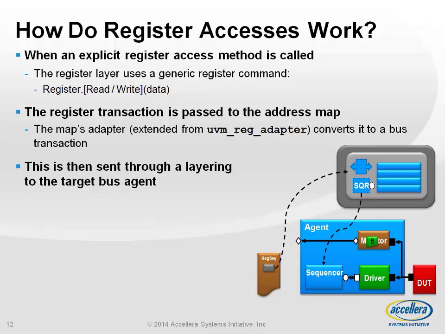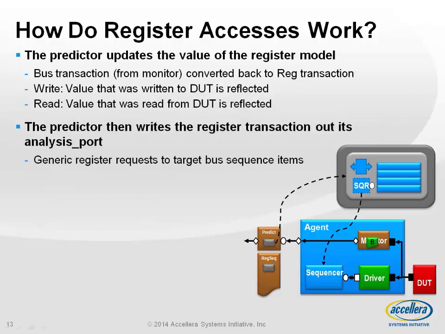Then on the upstream side, if you will, we have this thing called a predictor, and his job is to actually update the value of the register inside that register model, which is sort of the whole point here, right? We want to make sure that the value that we're tracking in our test bench matches what's going on in the DUT. So the bus transaction that the monitor saw gets sent to this thing called the predictor, and the predictor has a handle to that register converter, so it converts back the other way up to the register layer. So we check and see what that value actually was.